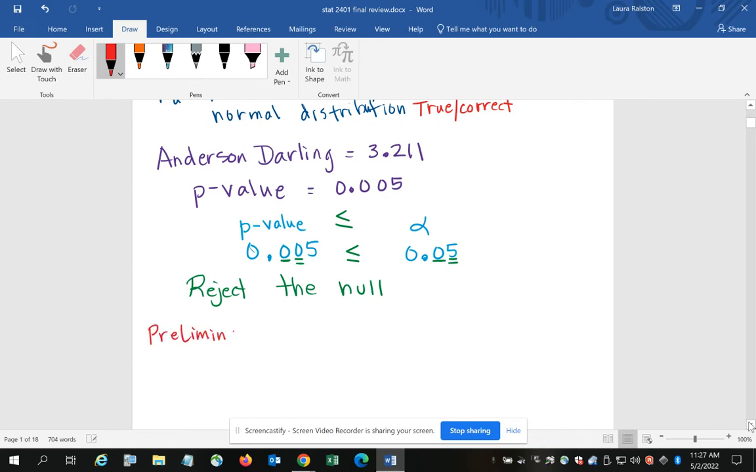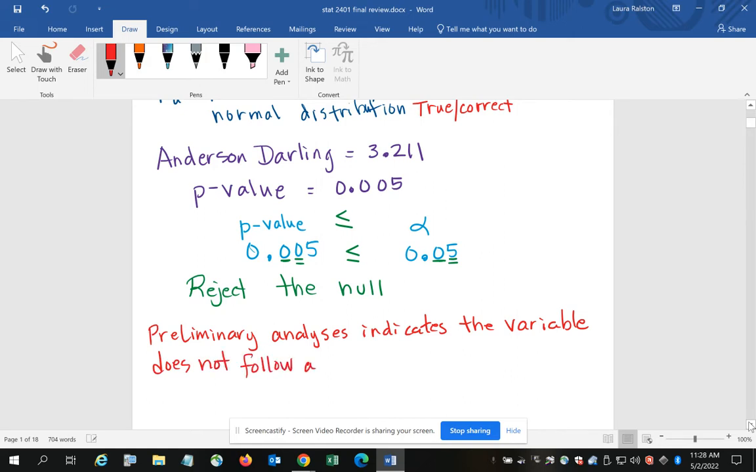Preliminary analysis indicates the variable, which is debt, does not follow a normal distribution.